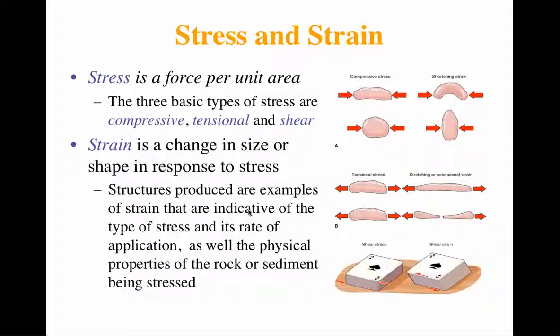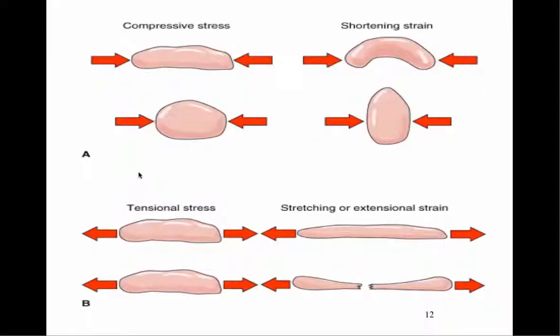Here are types of stress and strain. The 3 basic types of stress are compressive, tensional, and shear. What's compressive? Squishing things together. Take some silly putty and squish it. What is tension? When you take the silly putty and you pull it apart. And what is shear? When you take a deck of cards and kind of swipe it to the side. Now those are forces. Strain is the change in size or shape in response to stress. I won't ask you a whole lot about strain, but I just wanted to put it in there.